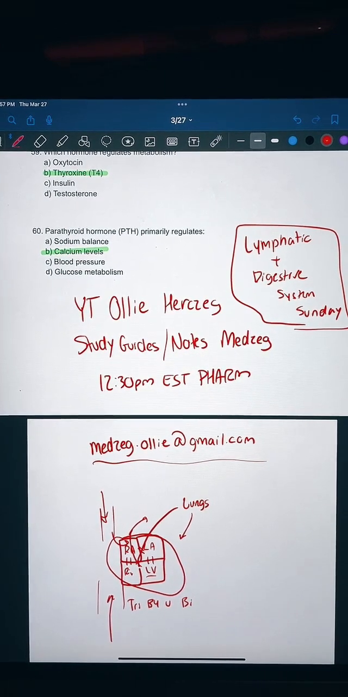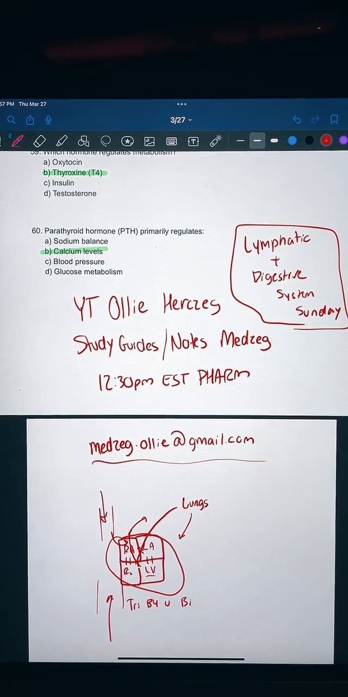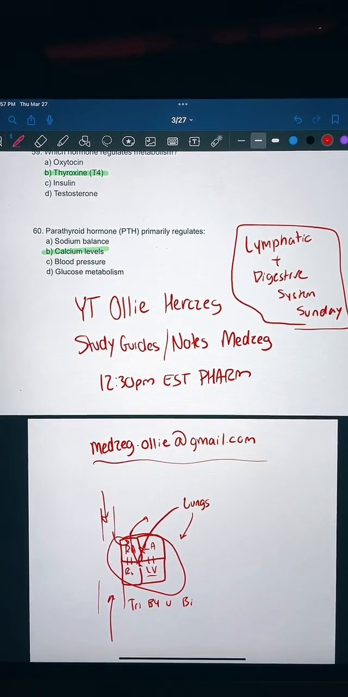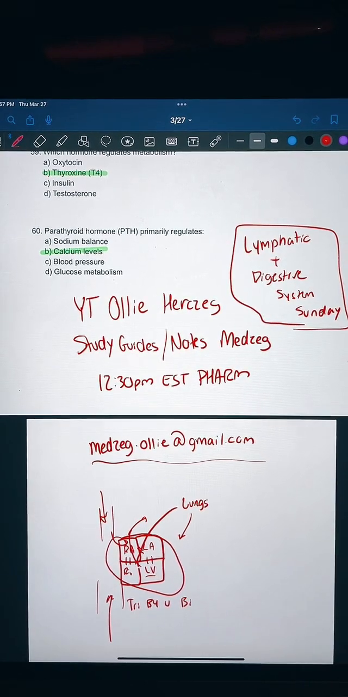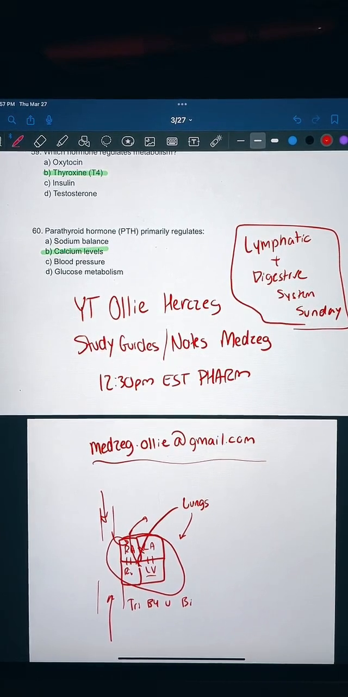The three circuits of the heart: the pulmonary circuit, which is where we're getting deoxygenated blood from the heart to the lungs to become oxygenated, and then returning that back to the heart. The systemic circuit delivers oxygenated blood from the heart to the rest of the body and returns the deoxygenated blood back. And then the coronary circuit is the coronary arteries and veins that supply the heart muscle itself, and then bring blood back to the heart through the coronary veins and sinus.